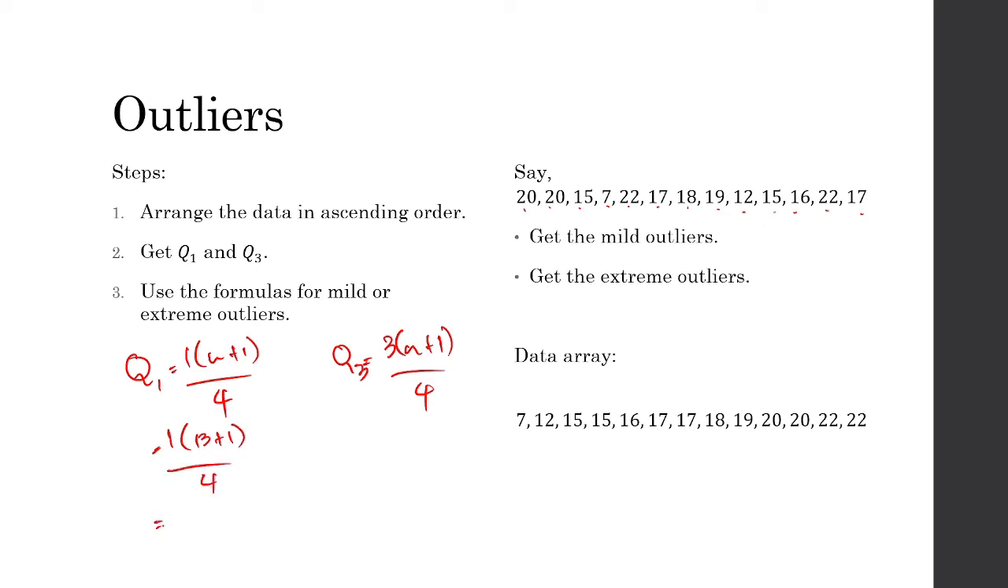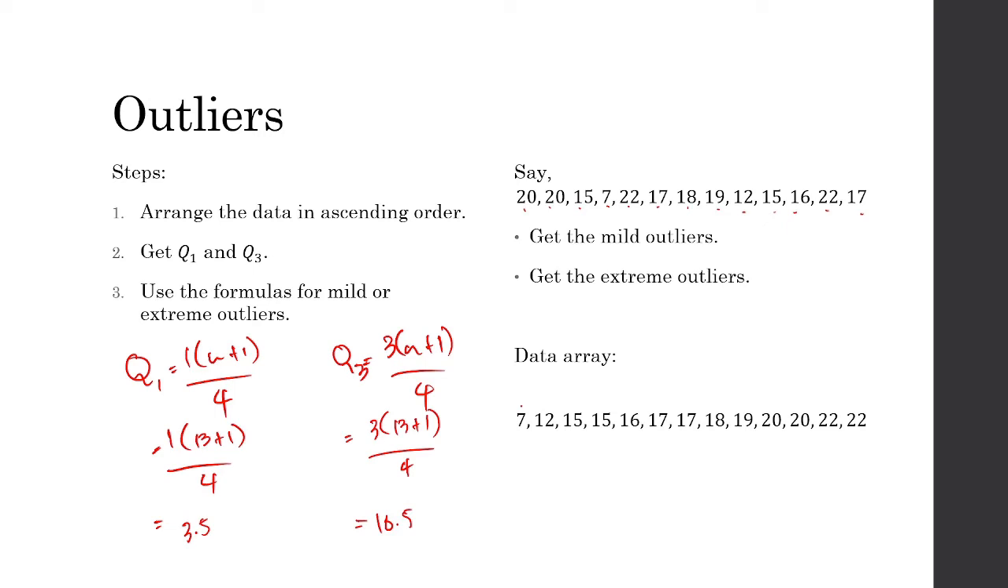13 plus 1 is 14, not 12. 14 divided by 4 is 3.5. Okay. Then for the Q3, we have here 3 times 13 plus 1. So that will be 14 times 3 divided by 4. 14 times 3 divided by 4 will be 10.5. But anyway, so we just need to locate 3.5.